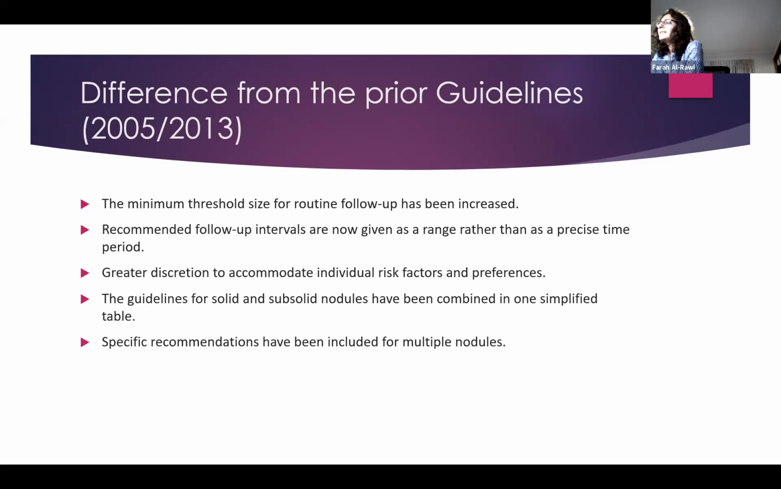They found out that we're following up too many nodules too often. So they tried to simplify it, and they increased the size threshold. They also now allow a range for follow-up. Instead of saying follow up at 6 months, it's 6 to 12, to give people more leeway as to when they want to follow up, depending on the patient, their risk factors, and their preference.